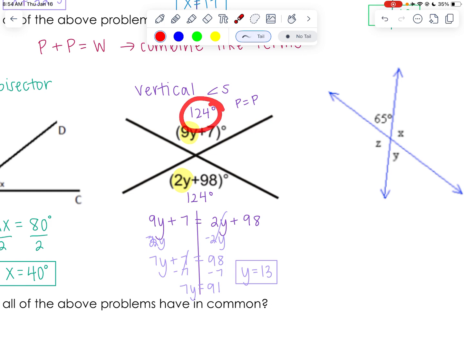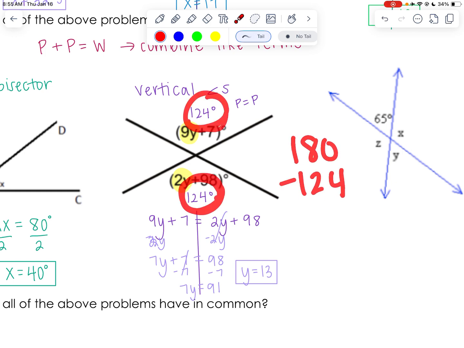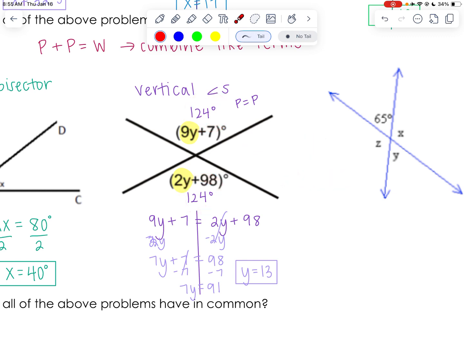Now, remember that vertical angles were across from each other, that they were part equals part, but the ones that are next to each other should add up to 180. So if you know that this is 124 and this is 124, find out what's 180 minus 124, and that's going to tell you what this angle next to them is. And if you do it correctly, you should get 56 on both sides.